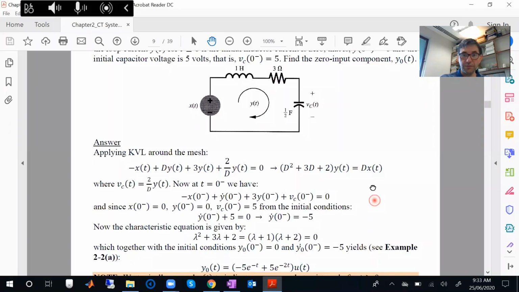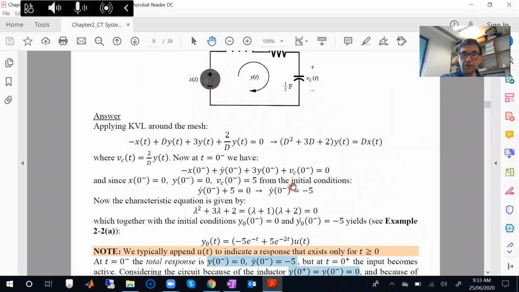That's important to remember. So we have the two initial conditions. Now we can get the characteristic equation from that. The characteristic equation comes from this one. Once you take this, you need to multiply through by d, and move the x to the right-hand side, so you get that. And then from that, you can extract the characteristic equation.